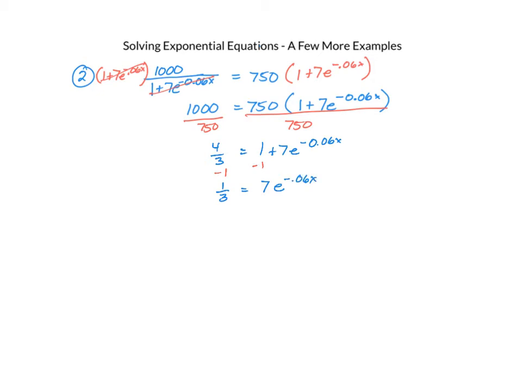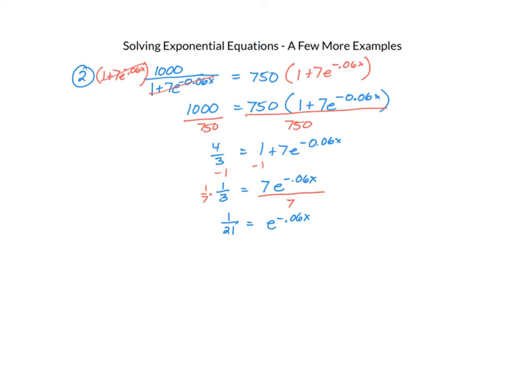0.06x. Now I can divide both sides by 7 to isolate that exponential, but I'm going to think of that as multiplying by 1/7, right? I know I could write it this way, but dividing by 7 is equivalent to multiplying by 1/7. So I'm just going to erase this and multiply by 1/7. So now I have 1 over 21 equals e to the negative 0.06x. And you can see I haven't been consistent about whether I have the leading 0 before the decimal point or whether I don't.